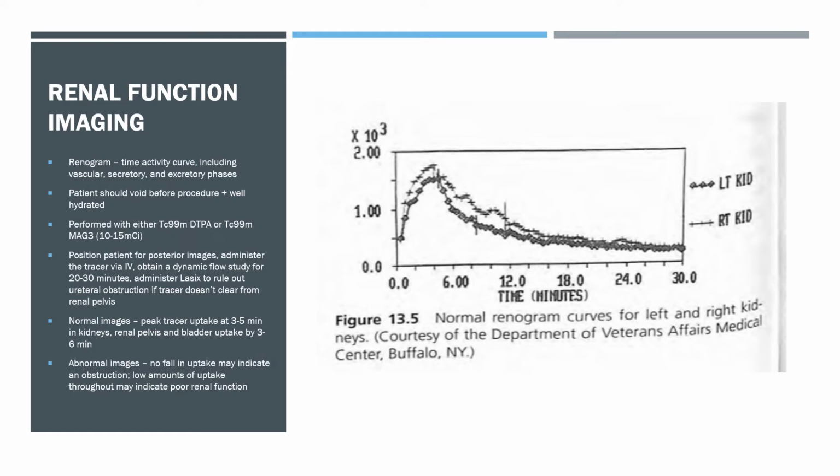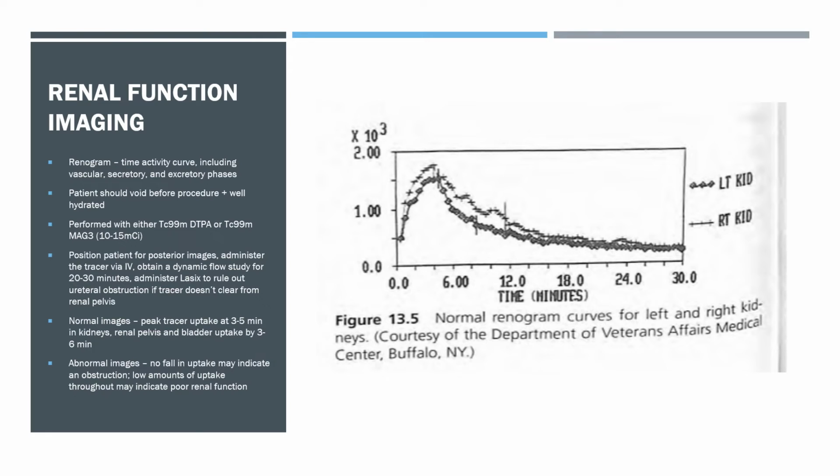And you should position this patient for posterior images, administer the tracer via an IV, and then you should obtain a dynamic flow study for 20 to 30 minutes and administer Lasix to rule out any ureterial obstruction if the tracer doesn't clear from the renal pelvis prominently.